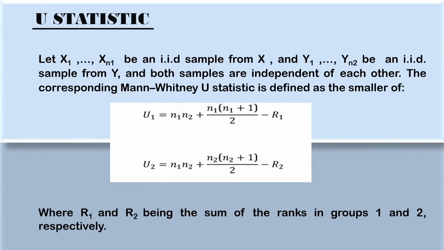Now let us define the test statistic for the Mann-Whitney test, or the U statistic. Let x1 up to xn1 be an IID sample from X and y1 up to yn2 be an IID sample from Y, and both samples are independent of each other. The corresponding Mann-Whitney U statistic is defined as the smaller of U1 = N1*N2 + N1*(N1+1)/2 - R1, and U2 = N1*N2 + N2*(N2+1)/2 - R2, where R1 and R2 are the sum of the ranks in groups 1 and 2 respectively.